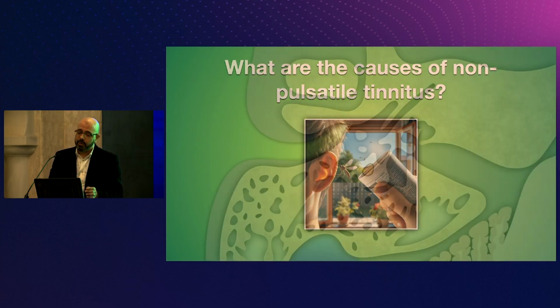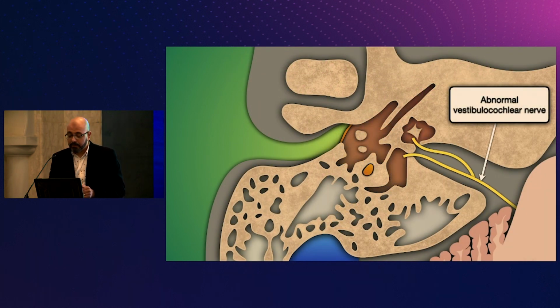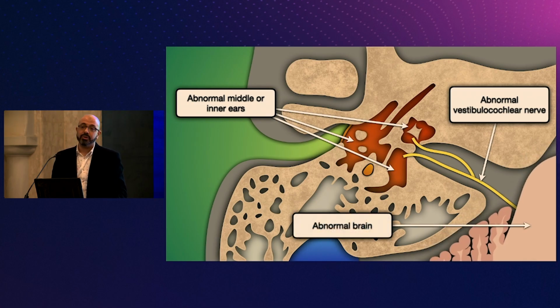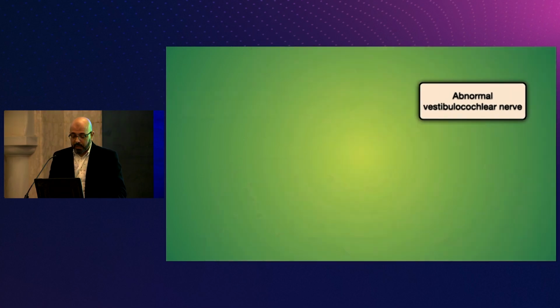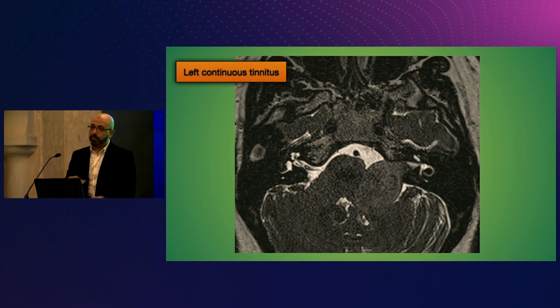We can divide causes of non-pulsatile tinnitus into three different reasons. The first one is abnormal vestibulocochlear nerve. The second issue can be a problem in the middle or inner ear. And lastly, we can have a problem in the brain parenchyma itself. Let's see some cases with abnormal vestibulocochlear nerve. I'll show you the classical appearance. I'm sure all of us have seen this before, which is the vestibular schwannoma.